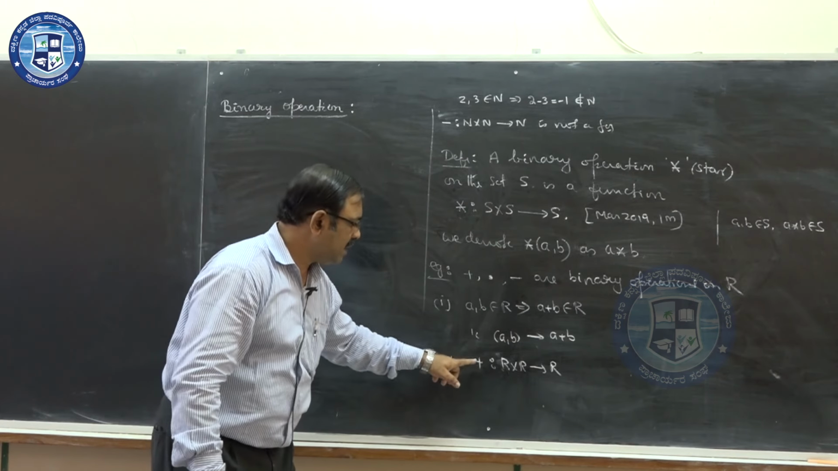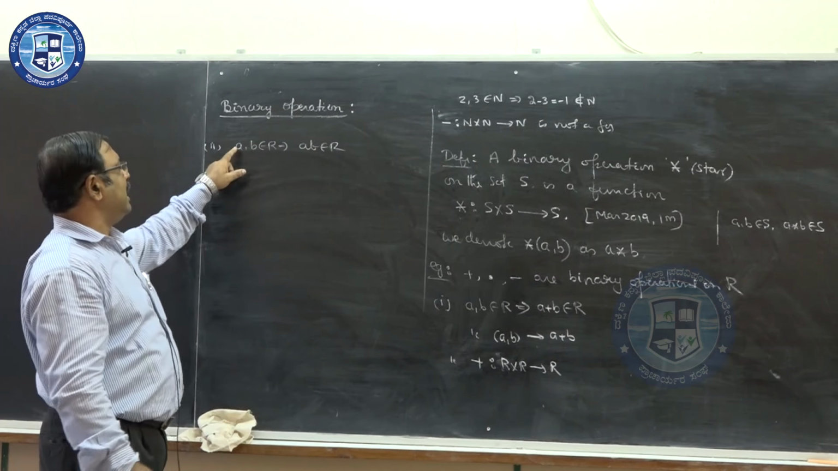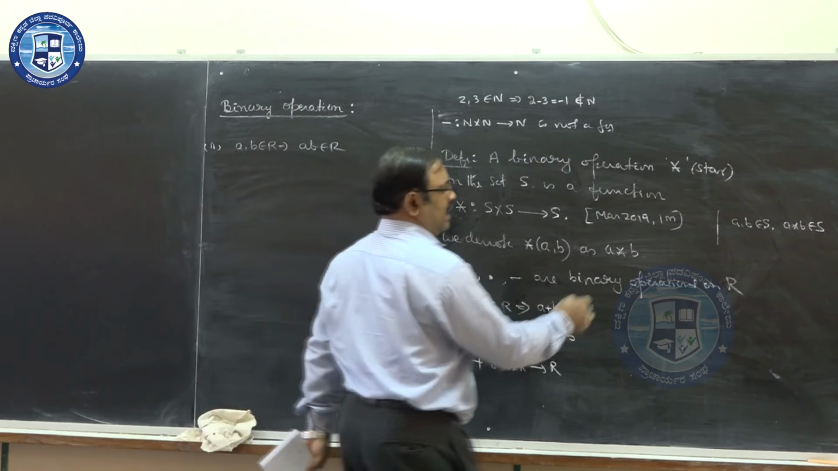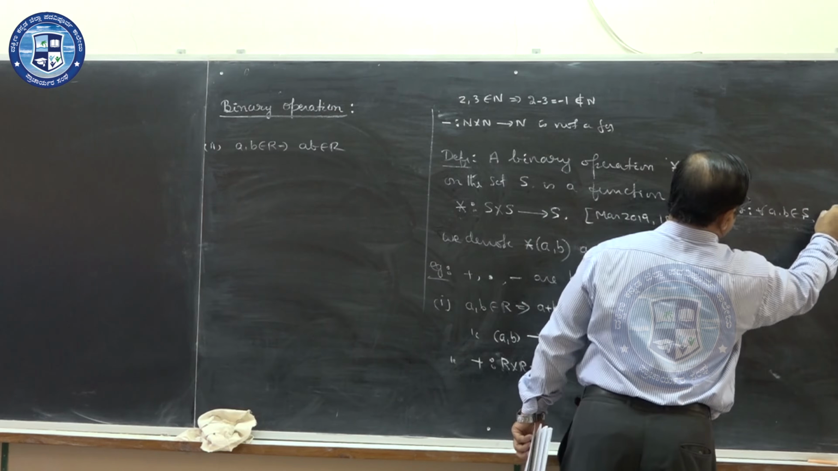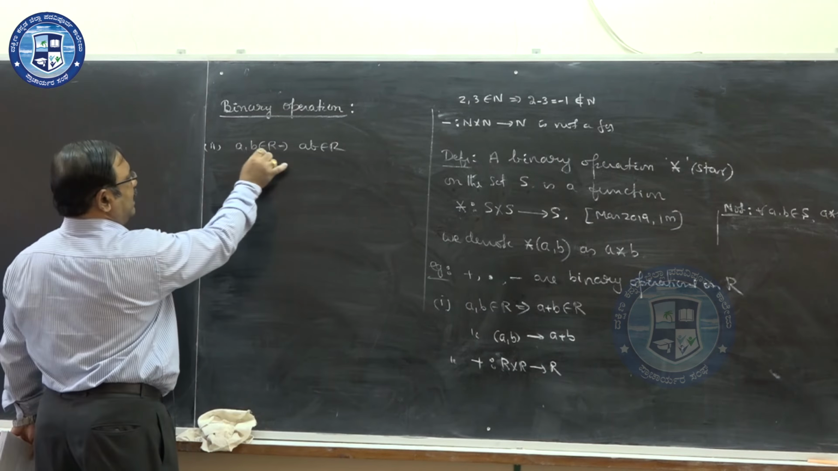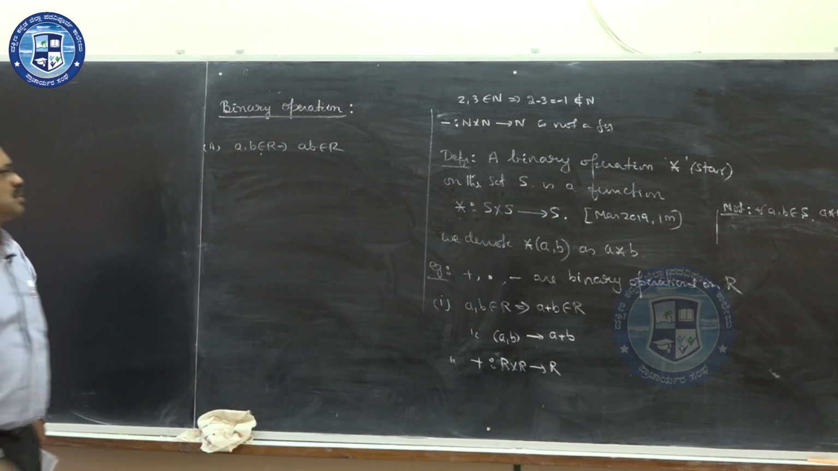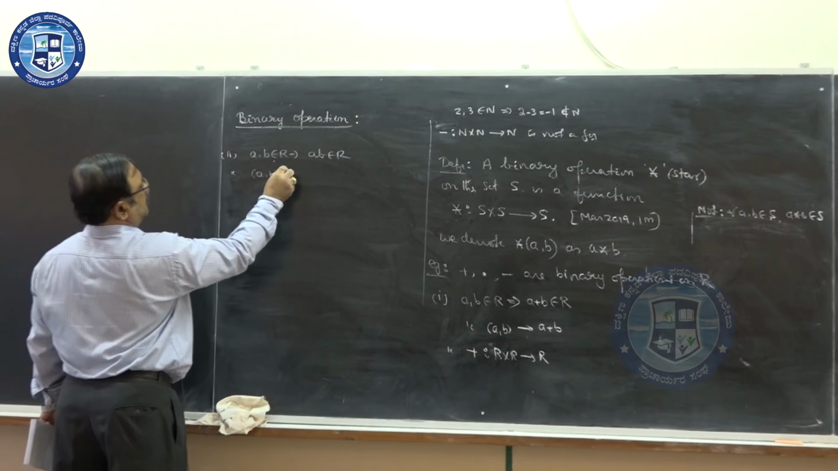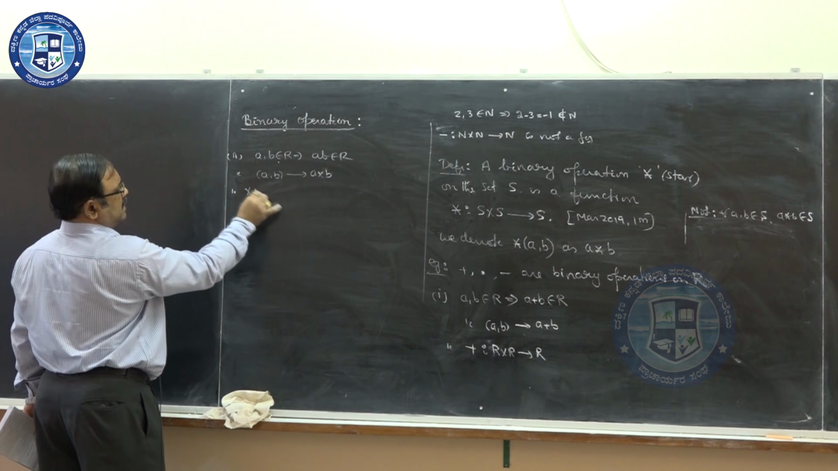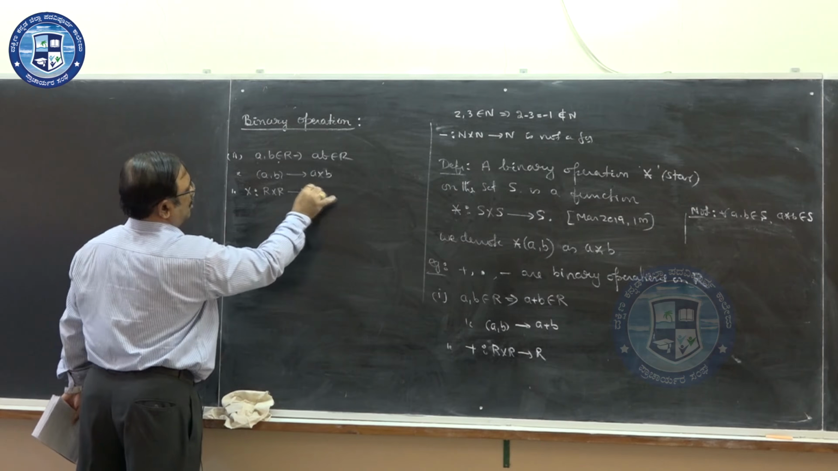Similarly, we can write A, B belonging to R, A into B belongs to R. The simplest idea about binary operation is, for all A comma B belonging to the set S, A star B belongs to S. So, A comma B belongs to R, A into B belongs to R. That is, A, B to A into B. That is, multiplication is a binary operation from R cross R to R.